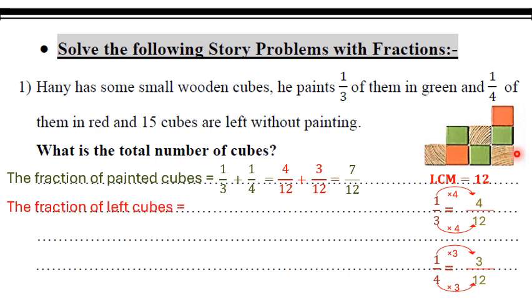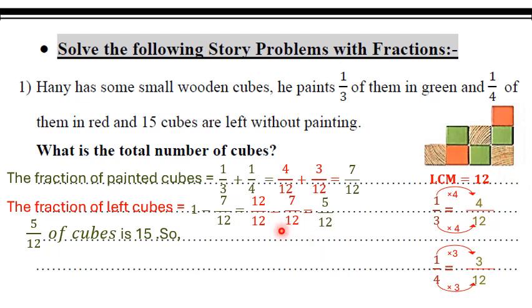Let me get the fraction of left cubes. Here 12 over 12 means 1 whole. So I will write 1 whole minus 7 over 12. Let me write 1 means 12 over 12 minus 7 over 12. It will be 5 over 12.